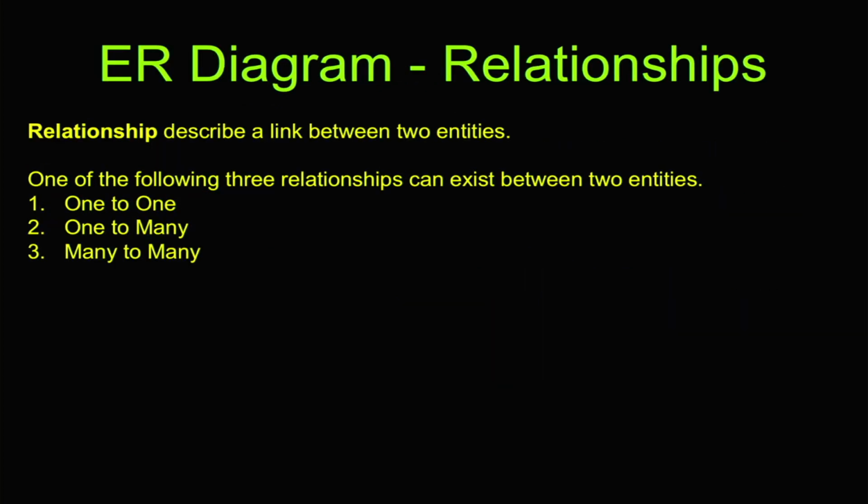Next, we have learned how to identify entities. Usually they are useful nouns that we find, and then they can form an entity. But between entities, there have to be relationships formed, otherwise you cannot have your database. We're looking at 3 types of relationships that can exist between 2 entities: one-to-one, one-to-many, and many-to-many. The next few slides we'll see what all these are about.